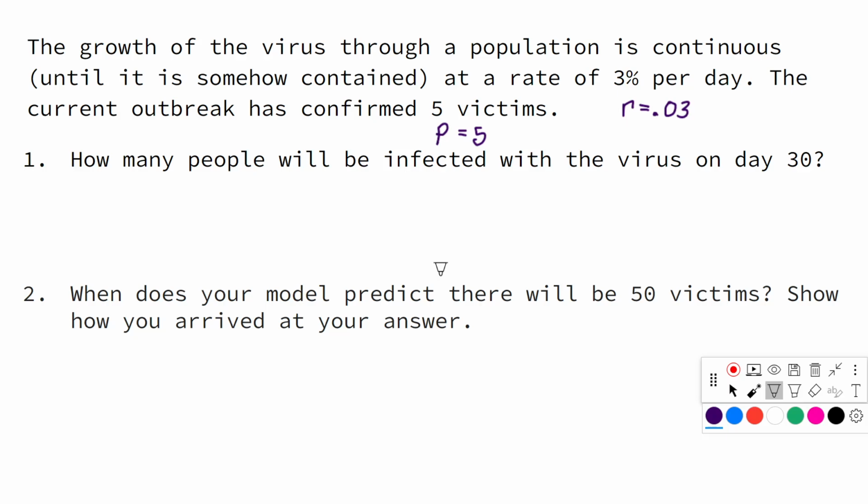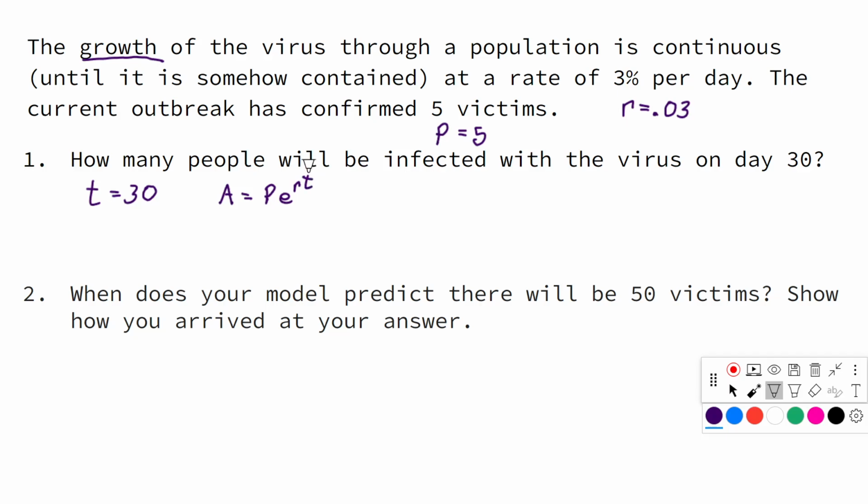How many people will be infected with the virus on day 30? Since our rate is per day, that means our T value in this case is going to be 30 since we're talking days. So we have a P value, an R value, and a T value. We can now use the formula, especially since this is growth. We can use that first equation that we saw on the previous slide. A equals P times e to the power of RT.